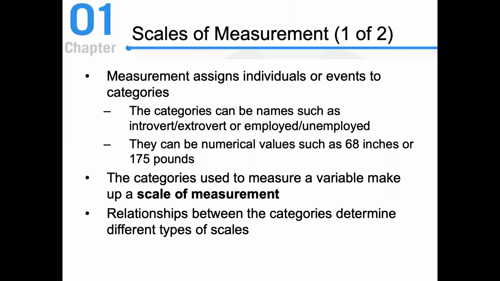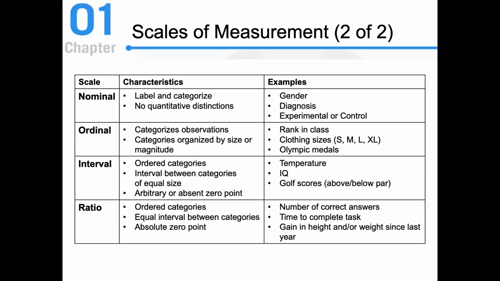Some scales of measurement. Measurement assigns individuals or events to categories. The categories can be named, such as introvert, extrovert, or employed or unemployed. They can be numerical values such as 68 inches or 175 pounds. The categories used to measure a variable make up a scale of measurement. Relationships between the categories determine the different types of scales. Here's a breakdown.